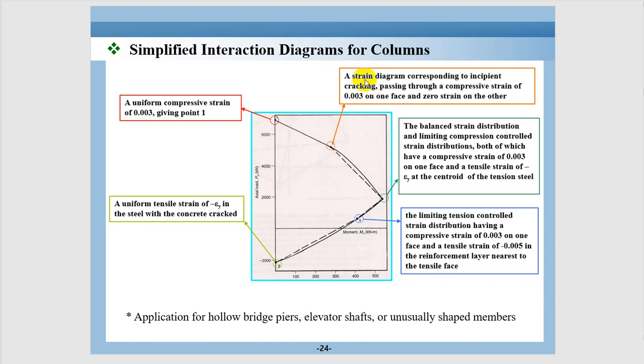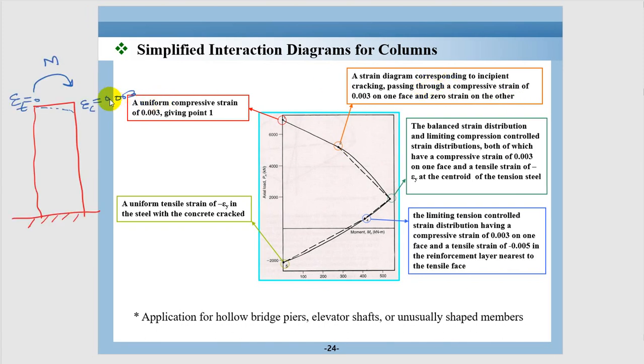A design strain diagram corresponding to incipient cracking, the onset of cracking, passing through a compressive strain of 0.03 on one face and zero strain on the other. Zero strain on the other means we don't have any tension strain developed yet. It's about to develop a tension strain on the other side of the section. Again, this point represents where you have 0.03 of concrete strain and zero tension on the other side of the section.